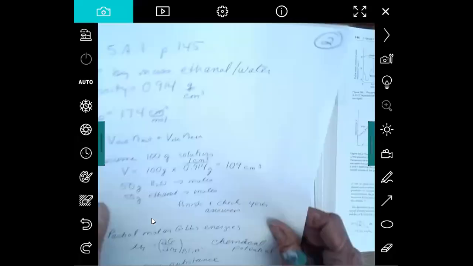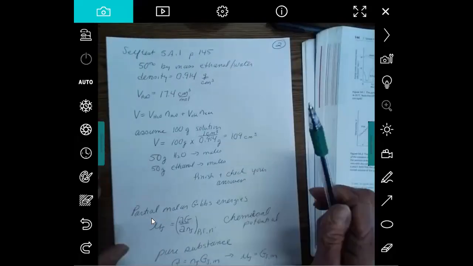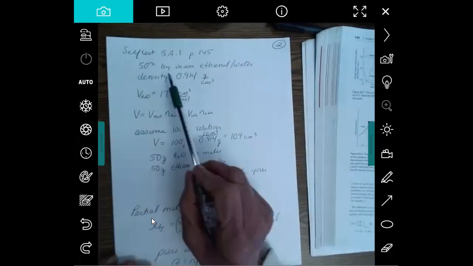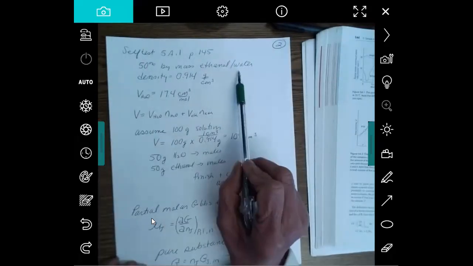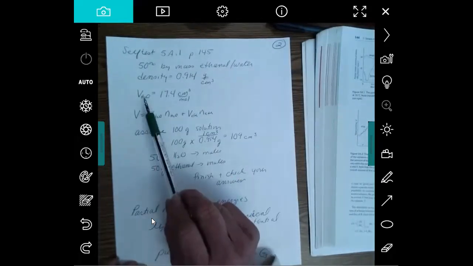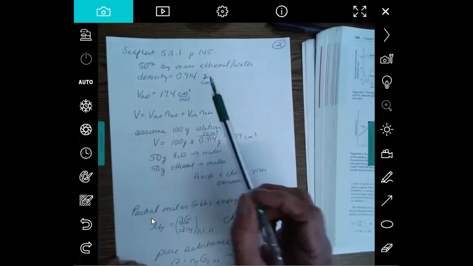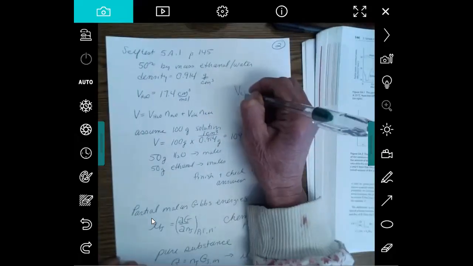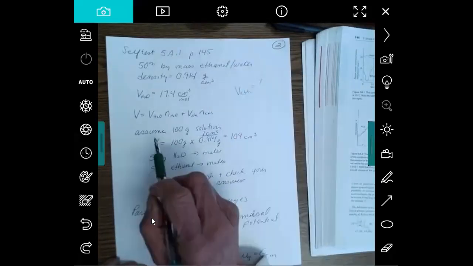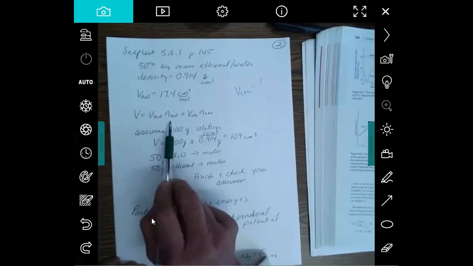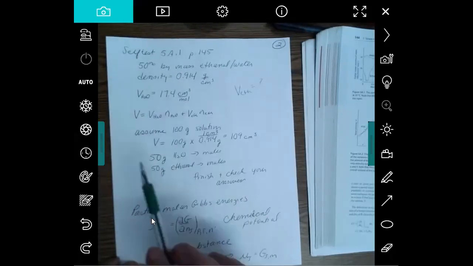So self-test 5A.1 on page 145 tells you that you have a 50% by mass mixture of ethanol and water, gives you the density of the solution, and gives you the partial molar volume of the water. And it asks you to calculate the partial molar volume of ethanol. So you have enough information to get the total volume. We have the number of moles because we know the concentration.